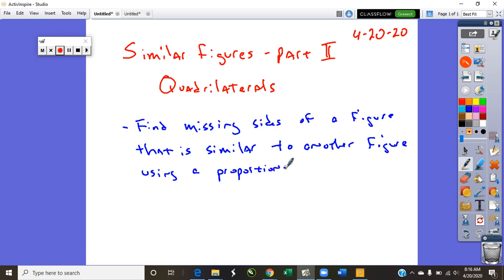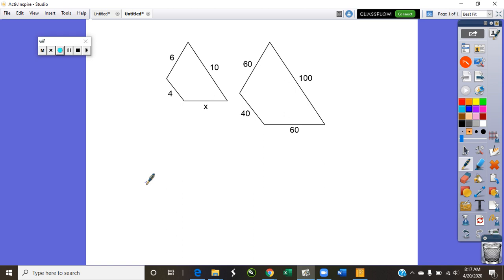Now, this is actually pretty simple, guys. It's actually very easy, and it would be even easier if we were doing rectangles and squares. But we're going to use some non-traditional quadrilaterals, meaning it's just four-sided figures. Okay, so let's take a look. I'm going to start with a really simple one. Now, they're not always going to be this easy.